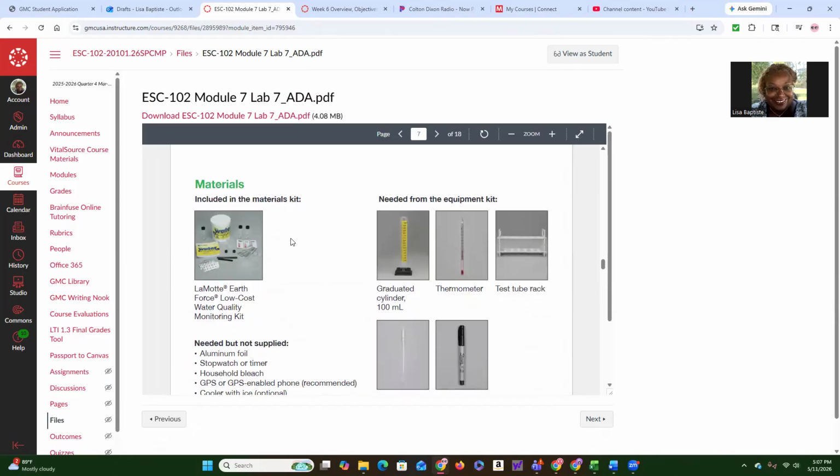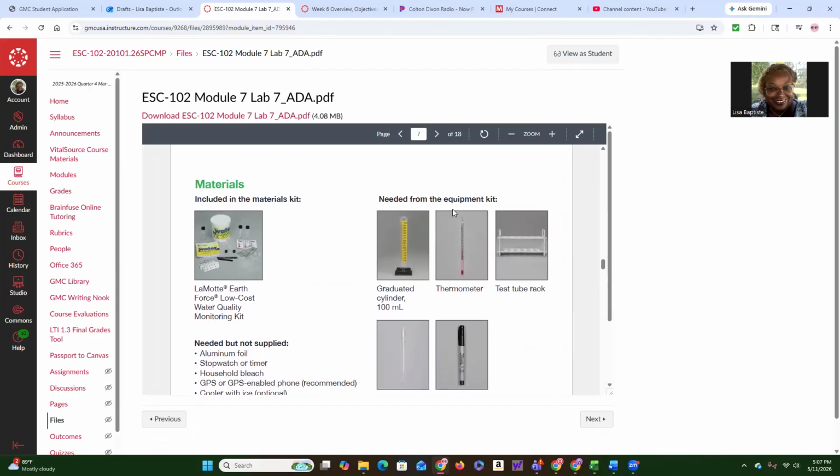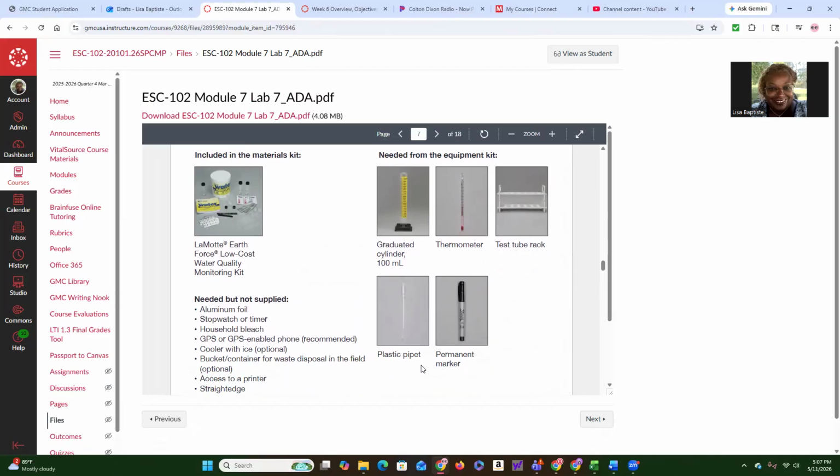All right, and so here's what's included in your kit. And these are some things that you'll need from your equipment kit. All right, and so you'll need the graduated cylinder, thermometer, test tube rack. You'll need a plastic pipette and a permanent marker.